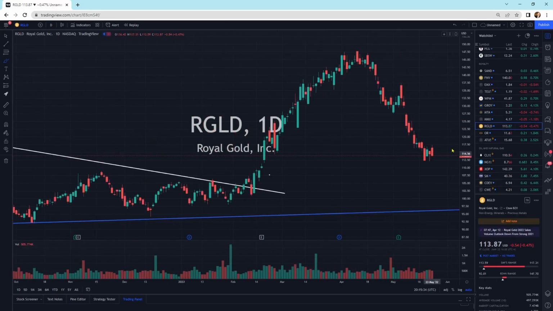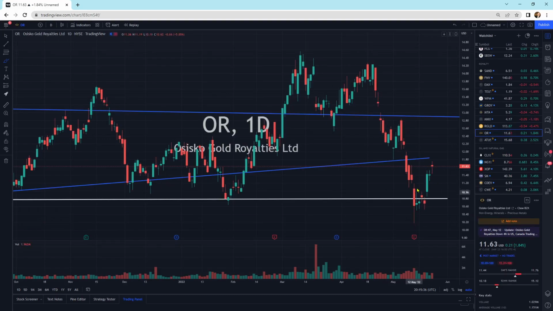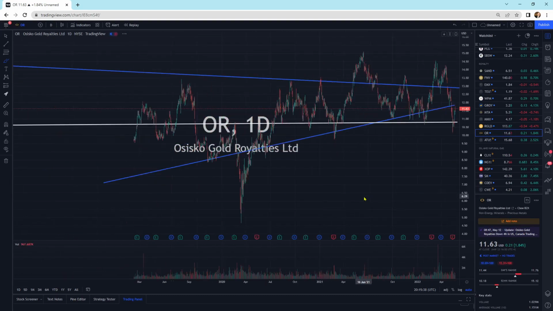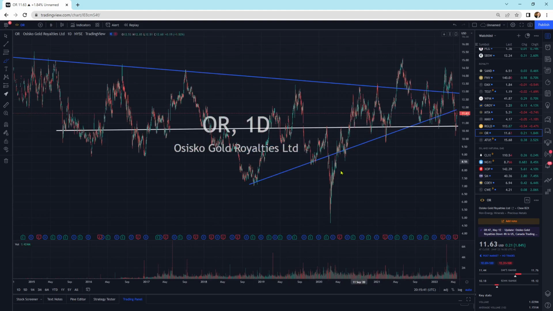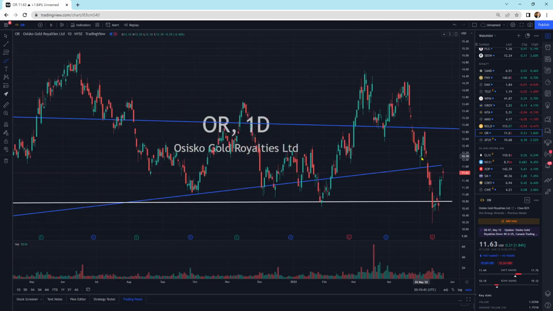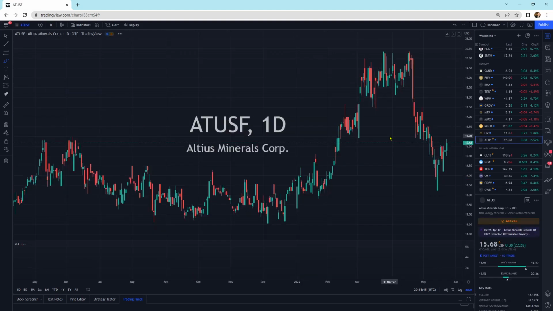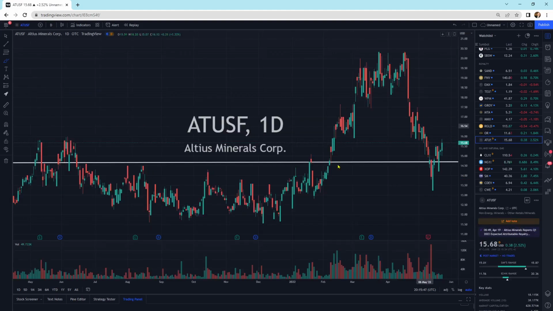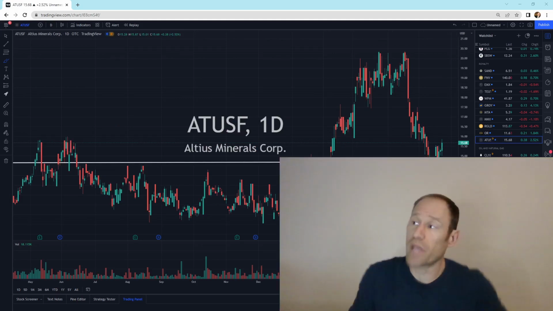Royal Gold coming on back a little bit. Osisko Gold Royalties bouncing off support. Again, these short-term movements, guys, they're just going back and forth, it seems like, until we break. And then Altius up, bouncing off support, going to the upside. That one looks good. Whoa, natural gas was way up. I just saw that. So that's what we have for today, guys.